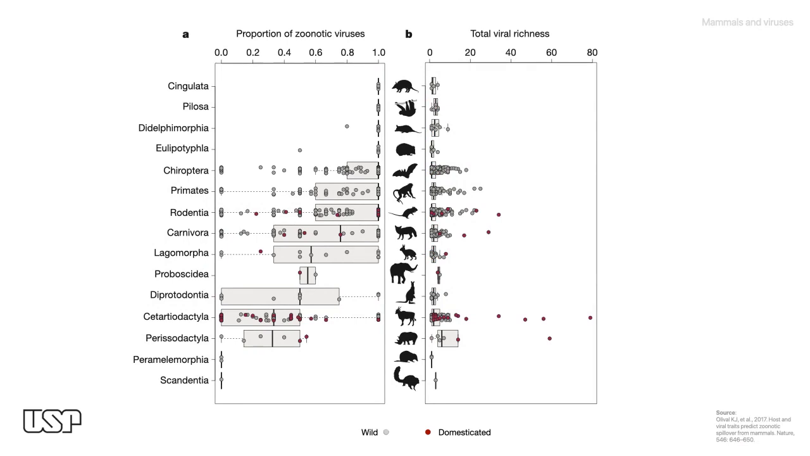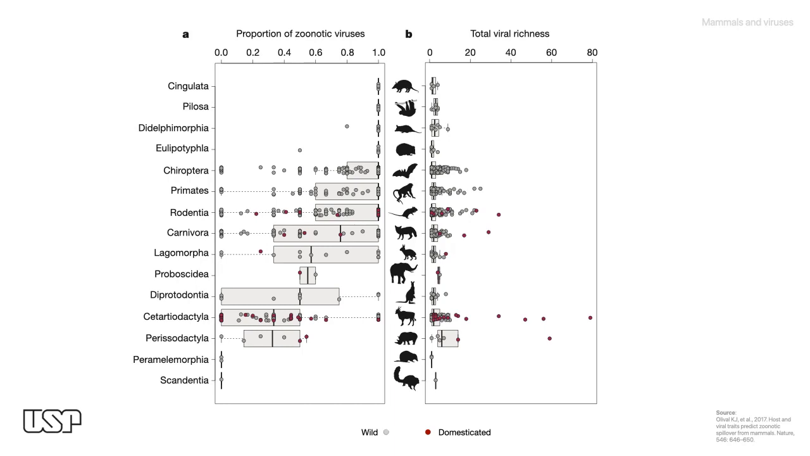Mammals are the most important reservoirs of zoonotic viruses. There is a positive correlation between diversity of mammals and zoonotic viruses, as shown in the figure. In the descending sequence, rodents, bats, carnivores, and primates, the most diverse mammalian orders, also present the most diverse zoonotic viral richness.